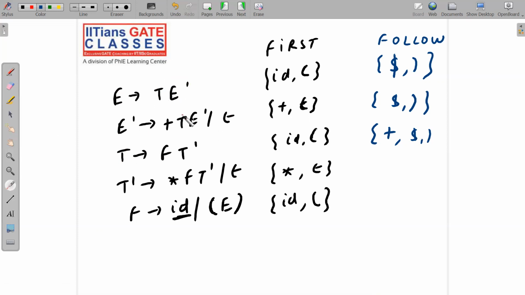Follow of T. Yeah. Here also we are getting follow of T. Here we are getting T. So follow of T will be first of E dash. We have already done it. So it can go to null also. E dash can go to null also.